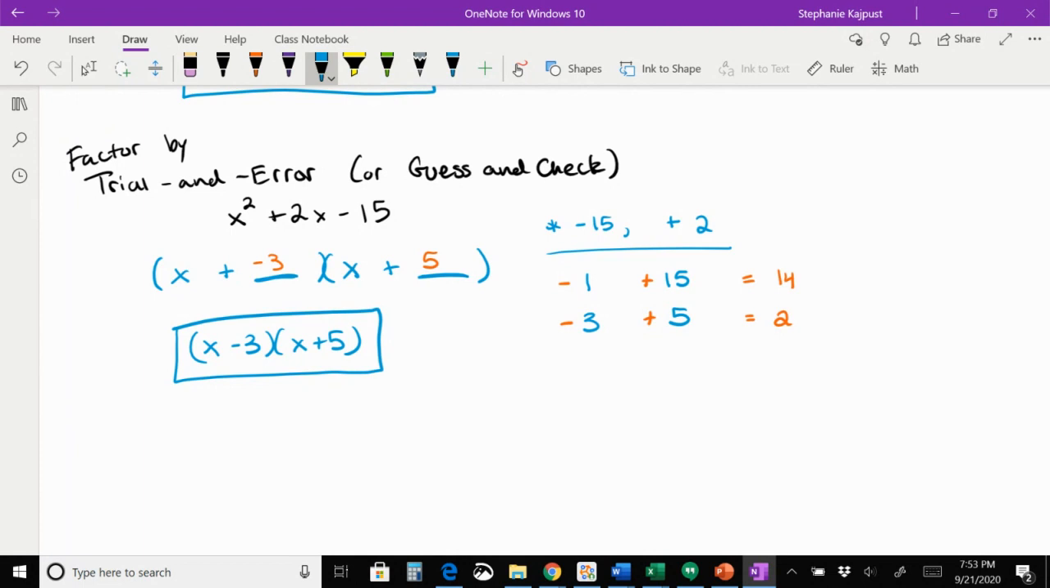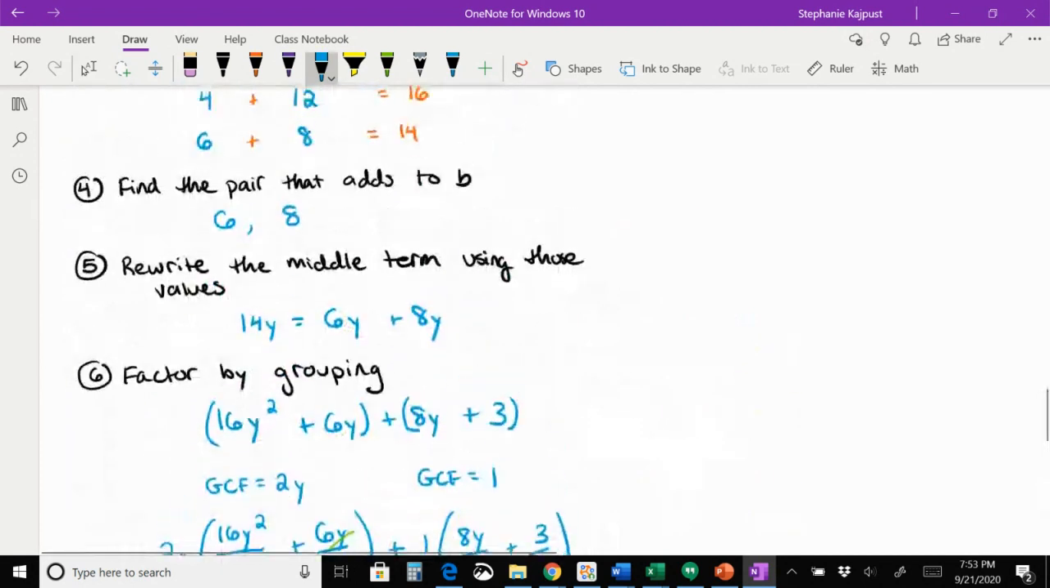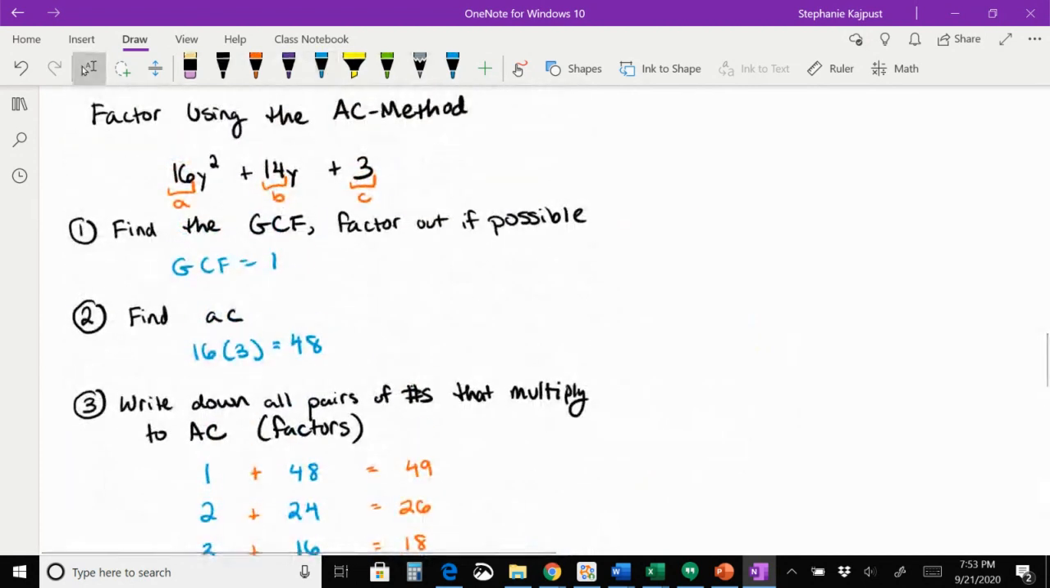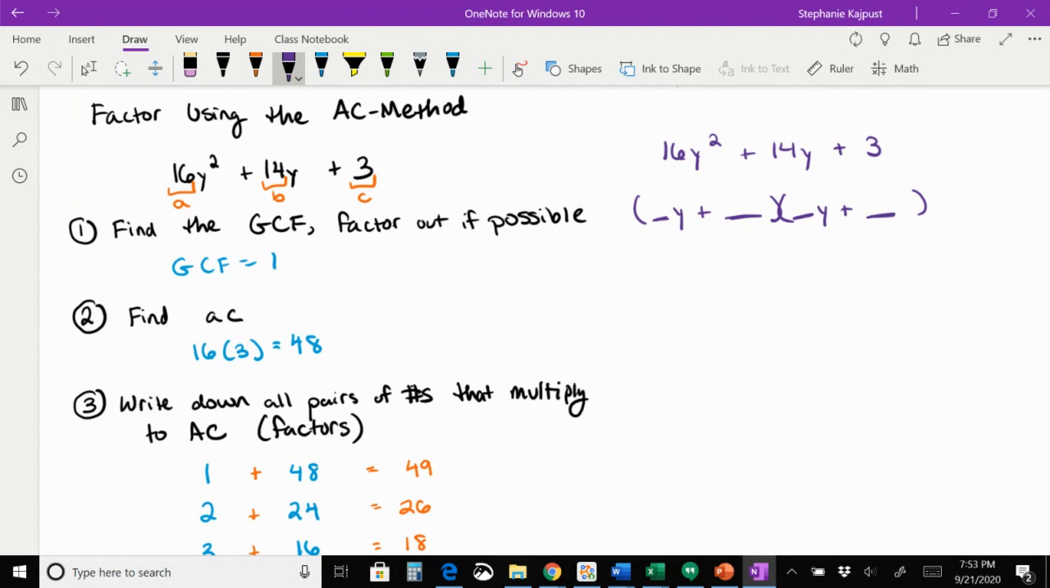Now, an example where I would not use trial and error would be this one right here. When you factor something where you have a number in front, you have lots of possibilities. I'll do this in purple, as if I was trying to factor by guessing and checking 14y plus 3. I'm going to have something times y plus something, and something times y plus something.